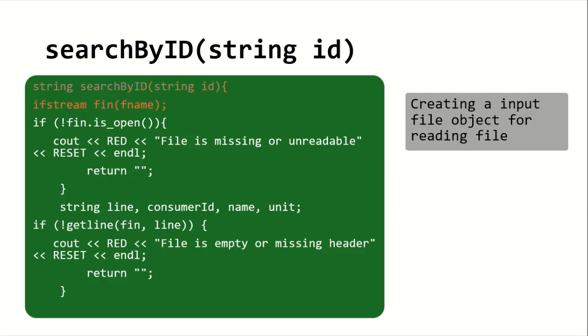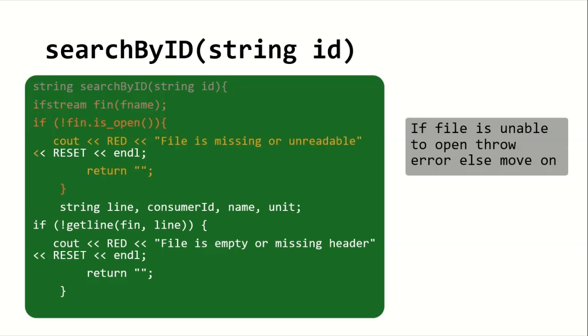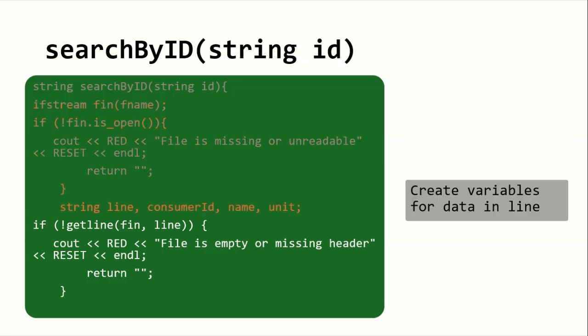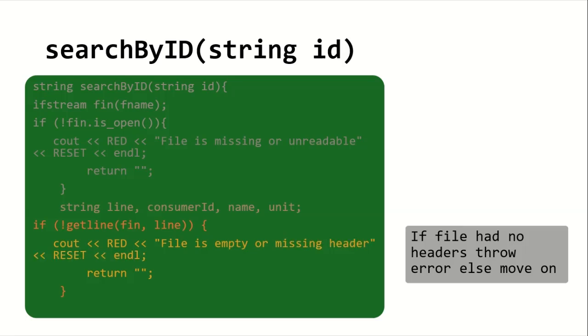We create a reading file object again. If the file was unable to open, we are going to throw an error. We are going to create another four variables: the line, the consumer ID, the name, and the unit. And if we are unable to read the header, we are also going to throw an error of header missing or the file is empty.